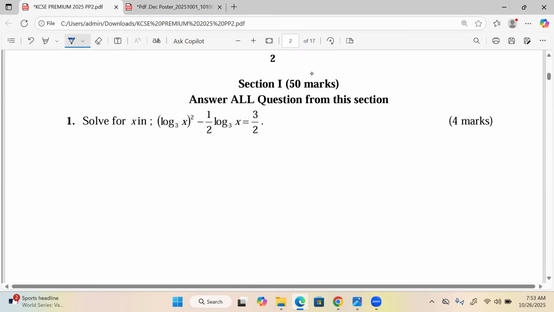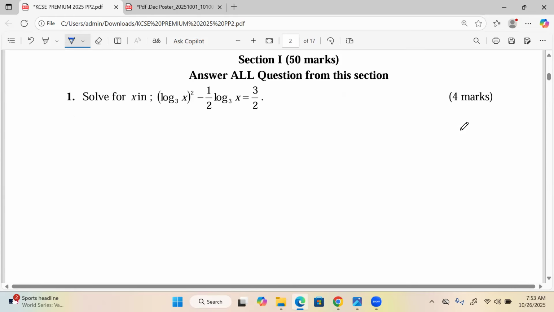Solve for x in the logarithm of x to base 3 squared minus half the log to base 3 of x equals 3 over 2, for 4 marks, as you can see.